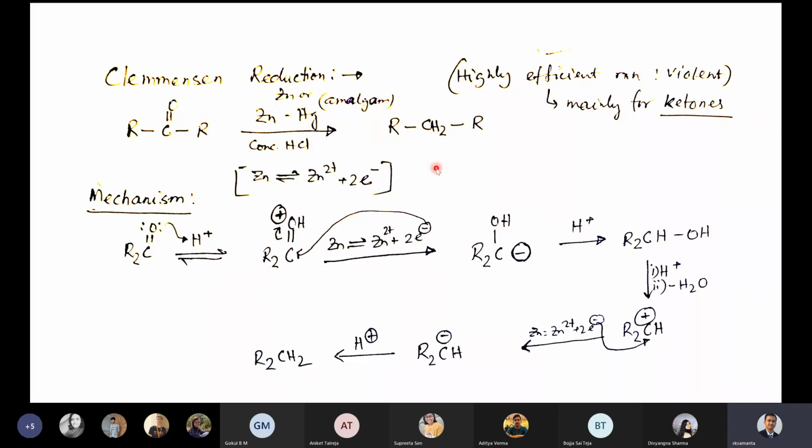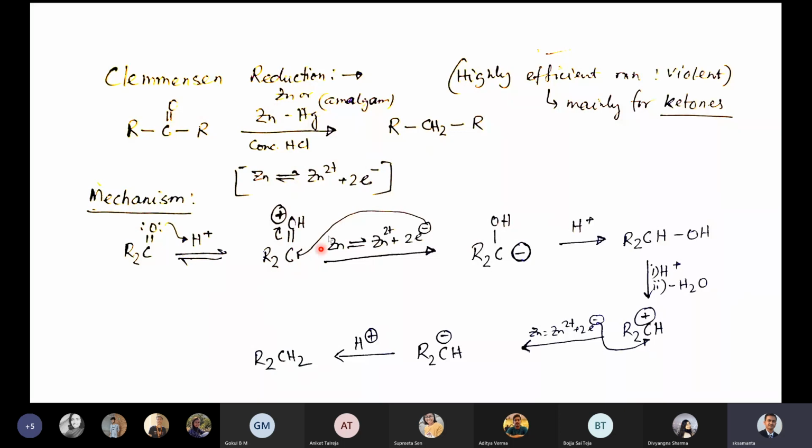Okay, so what is the mechanism for this reaction? As I said, this zinc very efficiently wants to give away its electron, and it forms Zn2+ very easily. So we take this concentrated HCl medium, and the oxygen lone pair of the ketone takes this proton first to form this protonated form. This carbon then becomes a little bit electron deficient in nature.